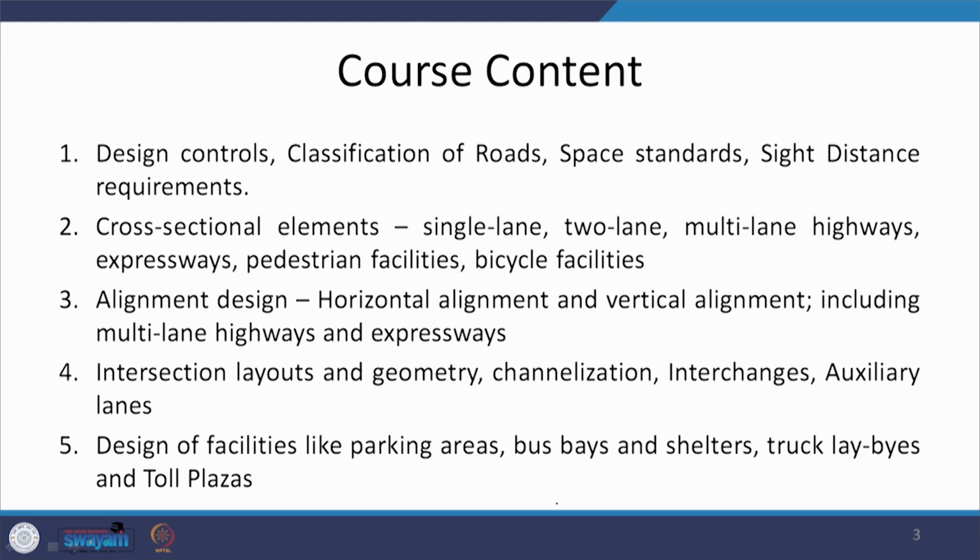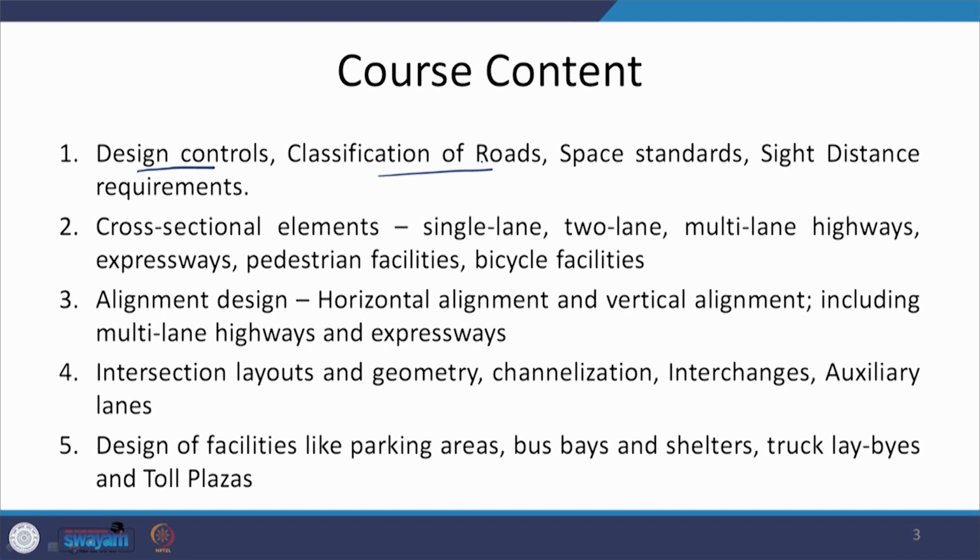Now, if we come to the course content, as you can see here, it has been divided into 5 modules. The very first module is the design controls. In these design controls, we are going to look at the factors which affect the design of various facilities on the overall system, not very specific to one particular type of facility. And then we will also look at the classification of roads, wherein we will talk about urban roads as well as rural highways and the various classifications within those. And then a specific one we are going to talk about is the functional classification.